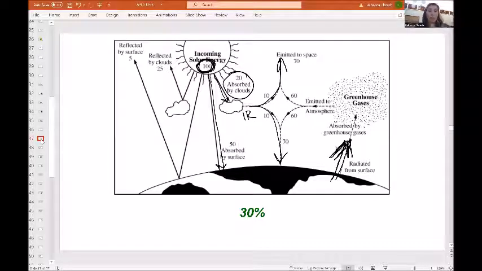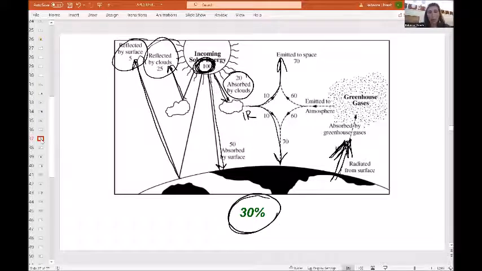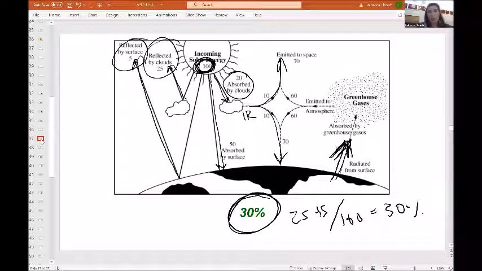So what incoming amount of solar energy, out of this 100, has nothing to do with it? Well, 5% is directly reflected by the surface, and 25% is directly reflected by the clouds. It in no way is being absorbed. So 25 plus 5 out of 100 gets us 30% of that incoming energy not contributing in any way to the greenhouse effect.